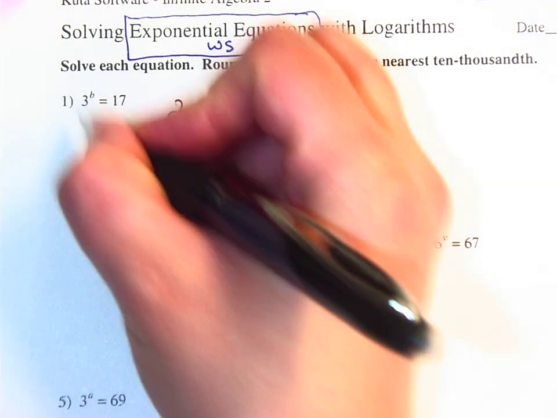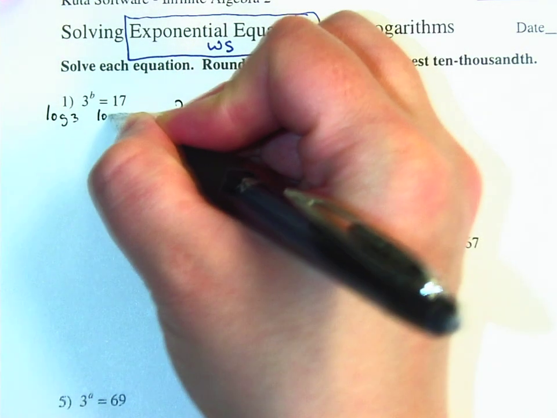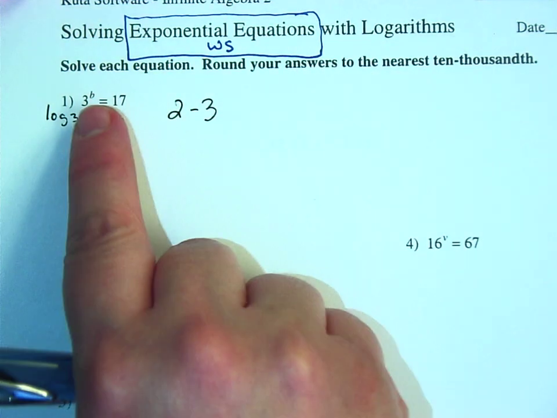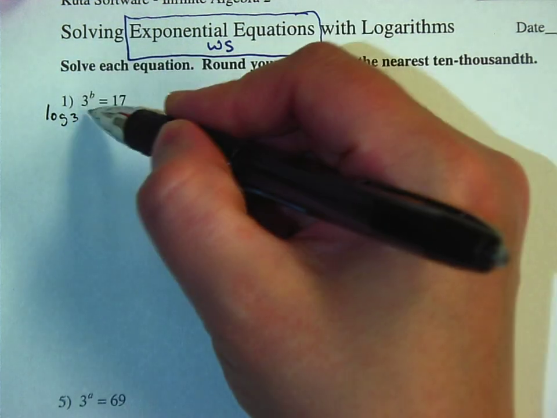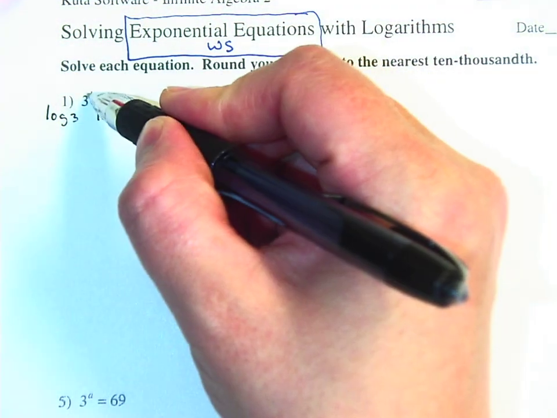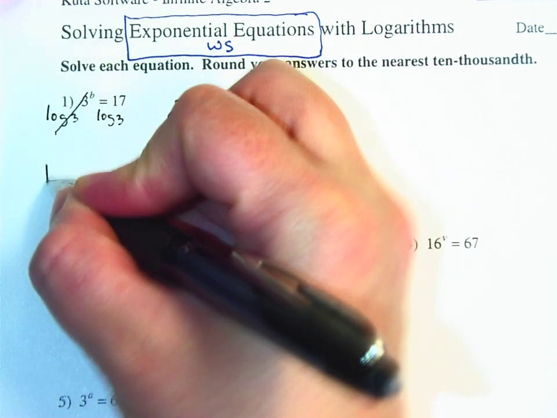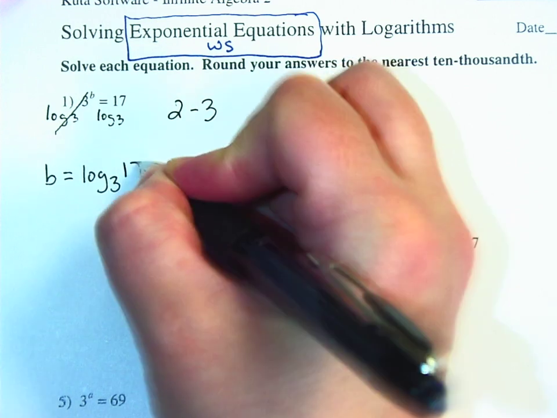So here's how I do these problems. I'm going to put a log base 3 on both sides. I chose a base 3 because this one's a base 3. Notice I didn't choose 17. I choose the one that has the base and the power. The base 3 here and this log base 3 cancel out. So now I've got b equals log base 3 of 17.